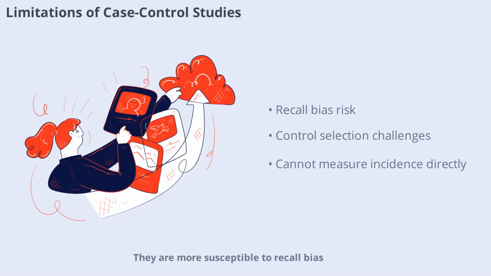Case control studies have their own set of limitations. They are more susceptible to recall bias, as participants may not accurately remember past exposures. Selection of appropriate controls can be challenging, and the design does not allow for direct calculation of incidence or risk. These factors must be considered when interpreting the results of case control studies.